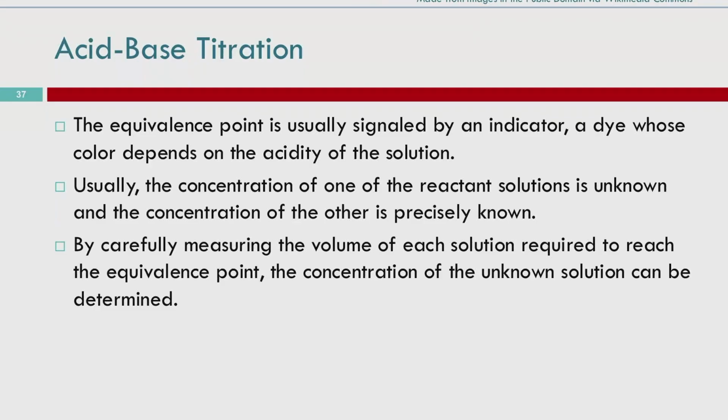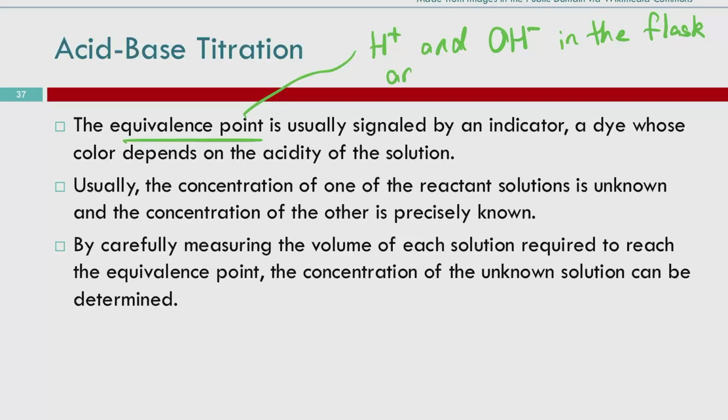So the equivalence point is when the H plus and the OH minus in the flask are equal, and used up. They neutralize each other. And that's often signaled by an indicator.